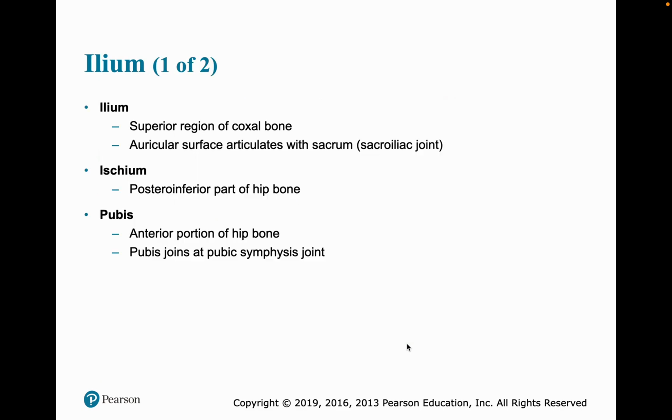So the ilium is the superior region of the coxal bones. It articulates with the surface of the sacrum, forming the sacroiliac joint. The ischium is the lower, toward the rear part of the hip bone, and the pubis is the front part of the hip bone. And the two pubis bones join each other at a fibrocartilaginous joint called the pubic symphysis.